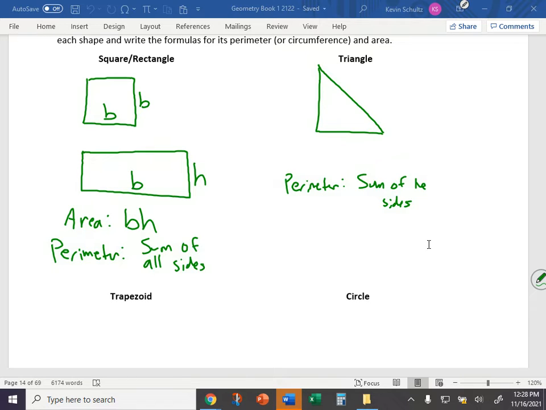Area of a triangle. Drake? Base times height divided by 2. Right. And for a triangle, we talked about the base and the height. That base is still the horizontal side here. But height can sometimes be a little bit tricky.